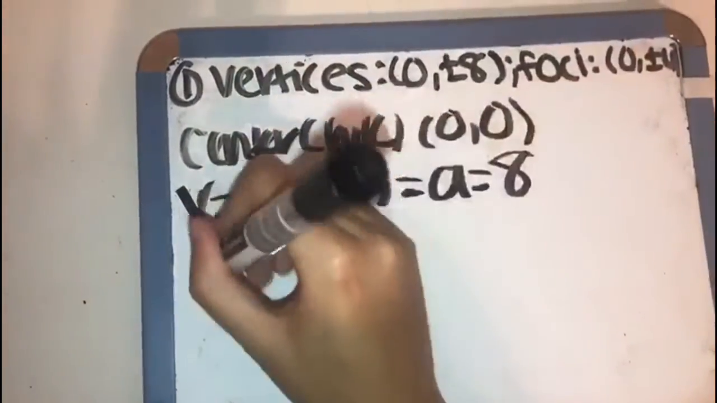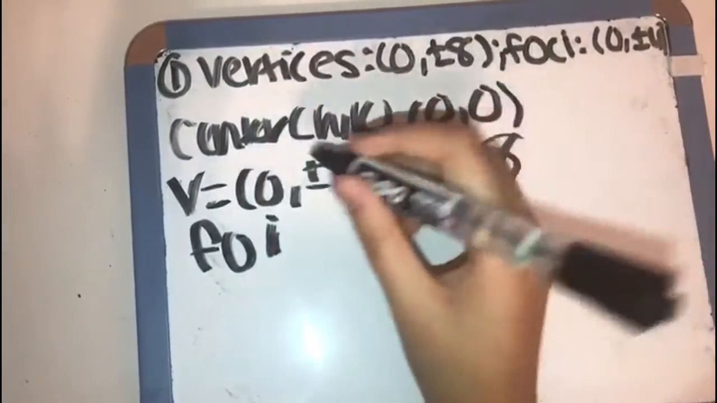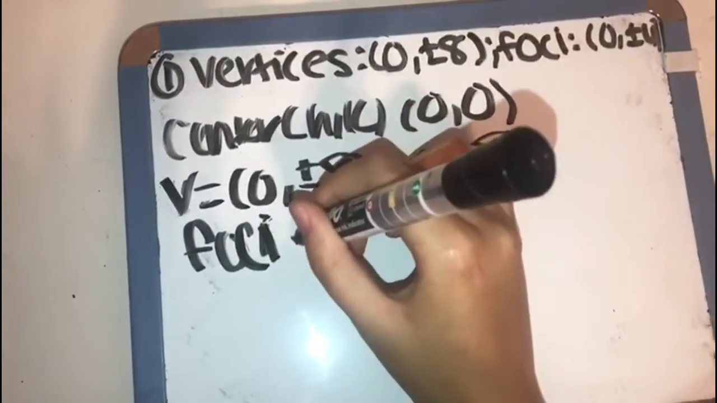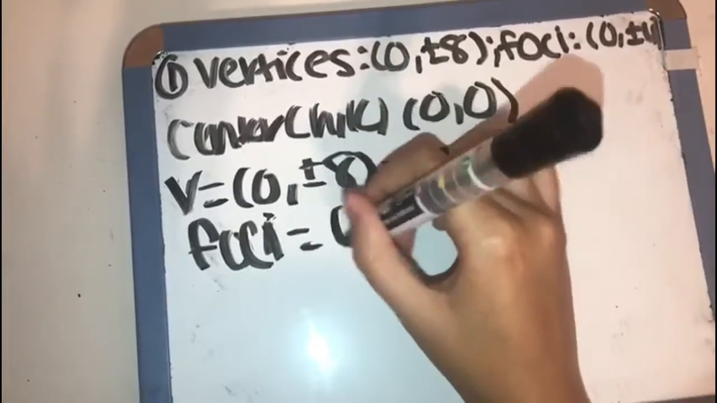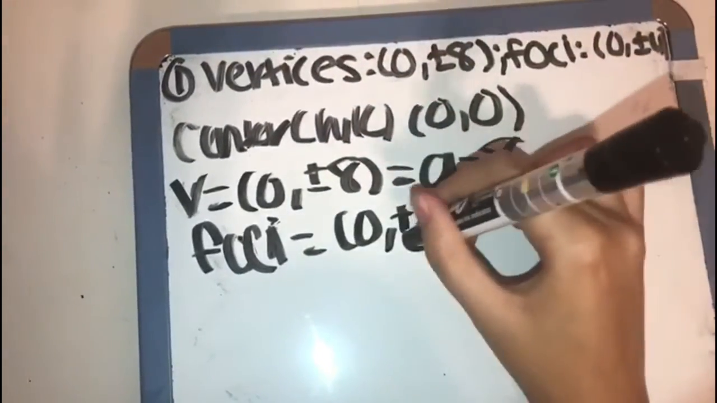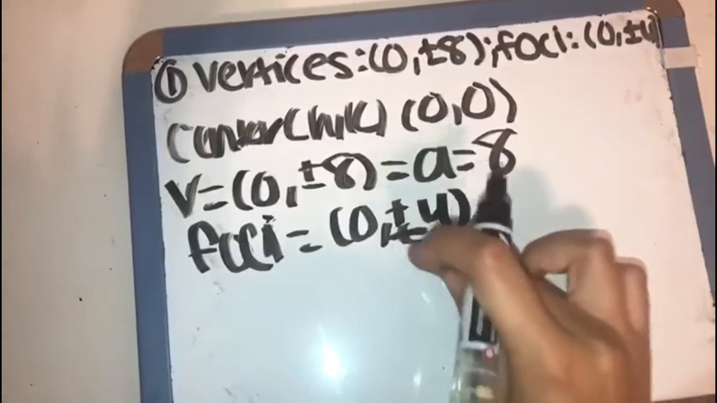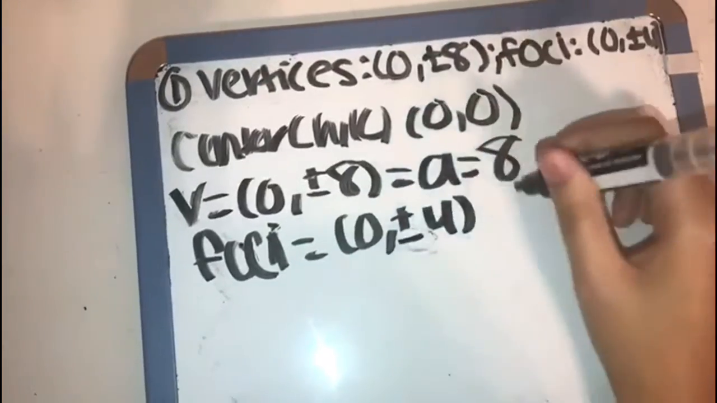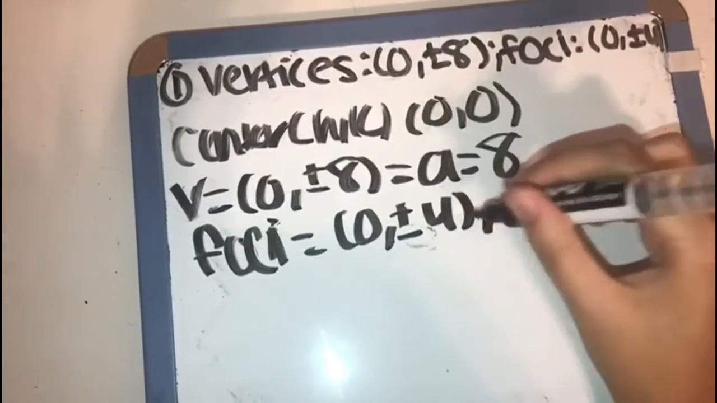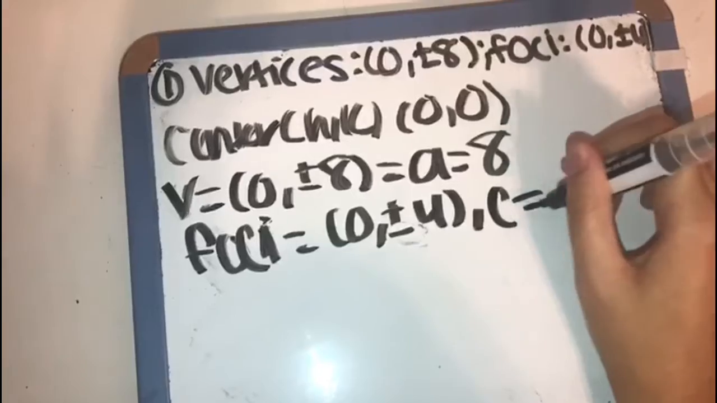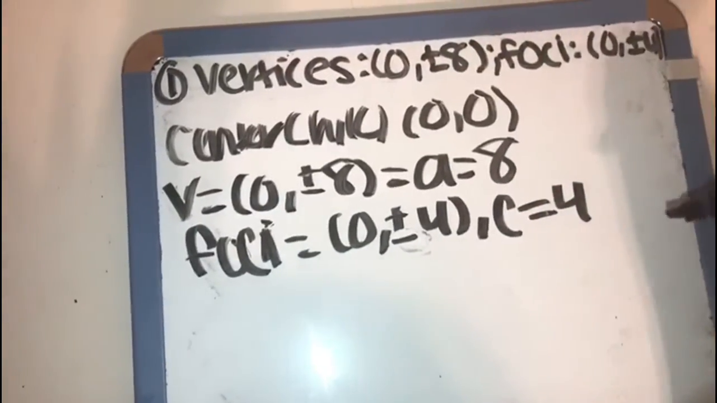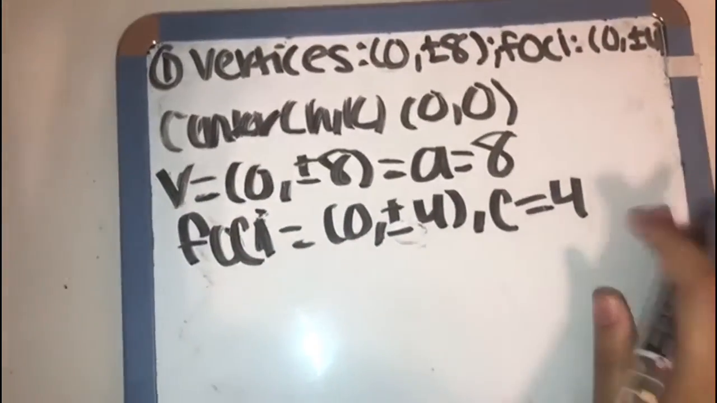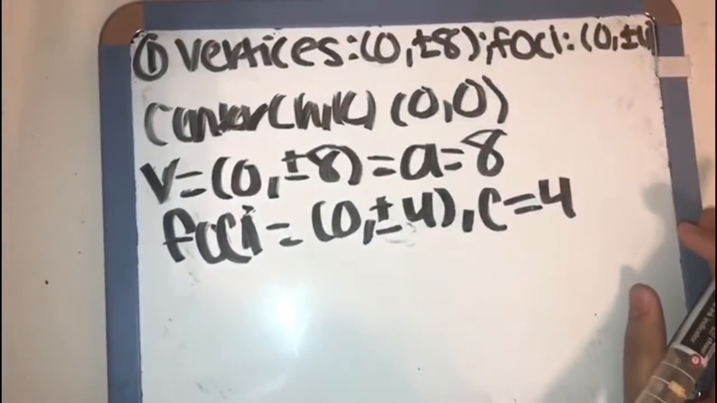And the foci, oh, sorry about that. The foci is 0 and plus and minus 4. Why did I put a T right here? That's not what I meant. So basically, the foci is represented by c, so c equals 4. Now, they're both positive, so let's just stick with positive in this problem.